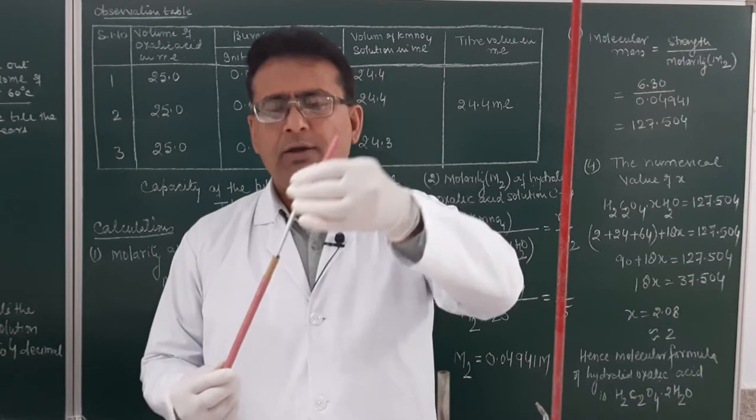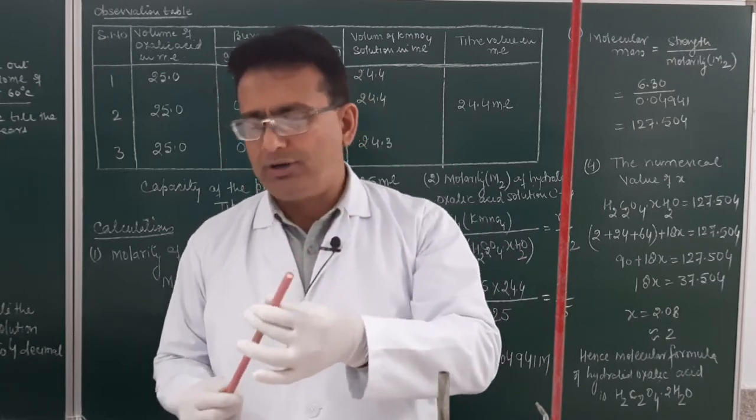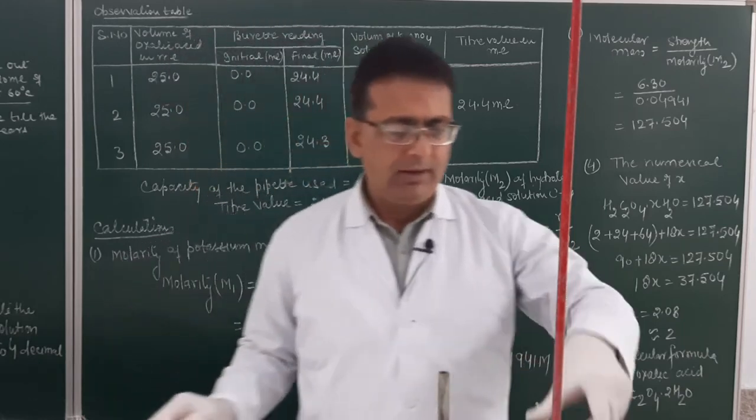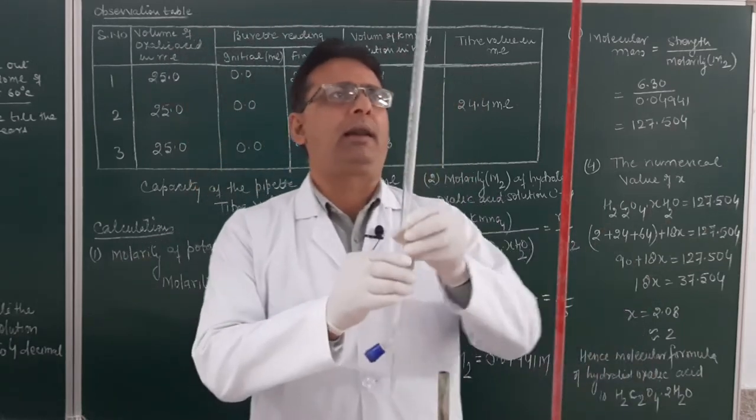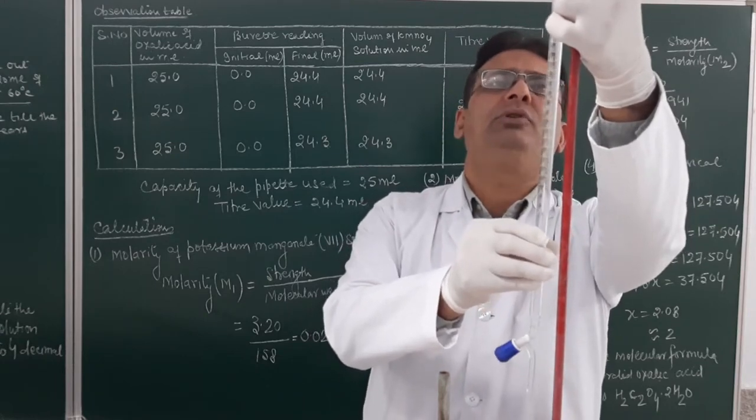So you must be familiar with all the apparatus that we will be using. Now how is this titration to be done? We will clamp the burette in a clamp stand. You can see this.